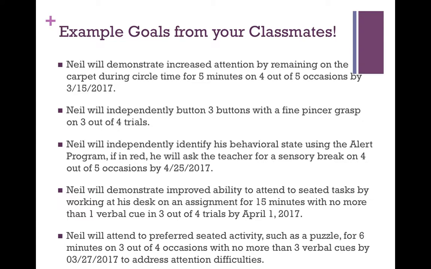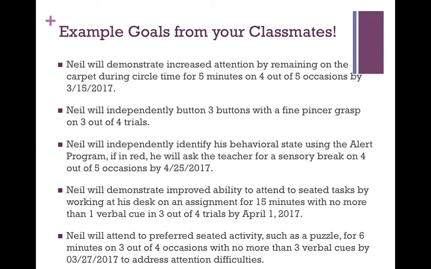Maybe the only thing that I would add here would be the level of assistance needed. So are they doing this independently? Do they need some verbal cues? Are you providing sensory breaks or some kind of modification beforehand? And then the second goal: Neil will independently button 3 buttons with a fine pincer grasp on 3 out of 4 trials.